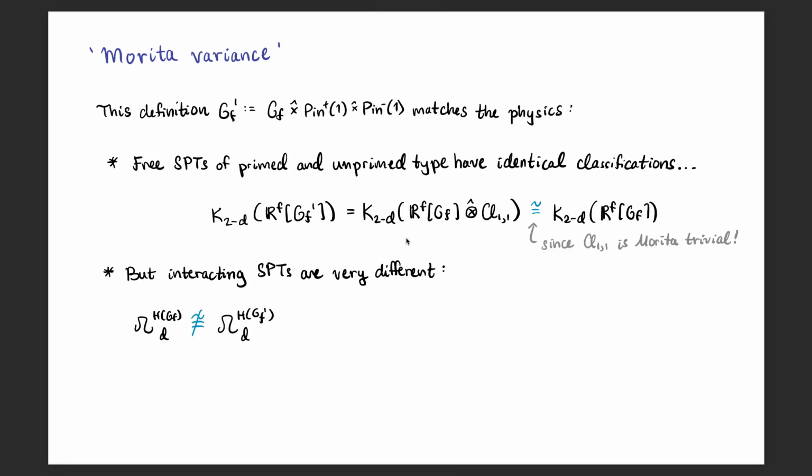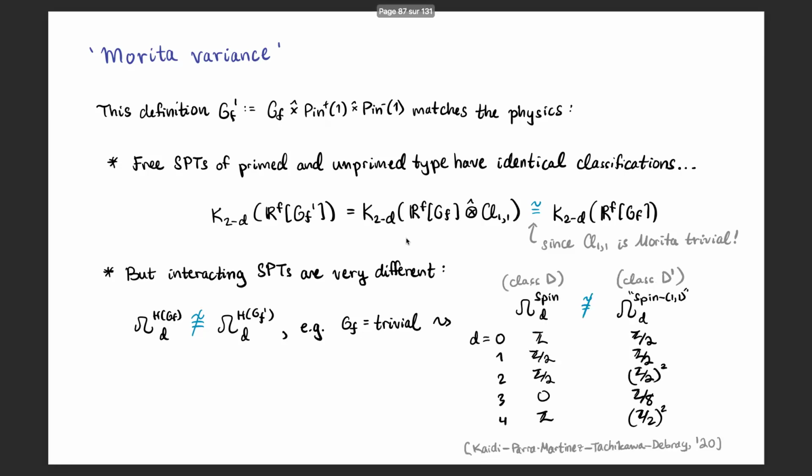So HGF was that tangential structure associated to your fermionic group. Then compare this with the primed version. These in general are not isomorphic, it's just a different tangential structure condition. So let me do an example where GF is just trivial. We're just looking at spin bordism and then comparing it with the primed version thereof. And with these computations from Kaidi, Pera, Martinez, Tachikawa, and DeBrey, they were studying something called D-pin, but it happens to be isomorphic. You can look at these bordism groups and just see they totally don't match.